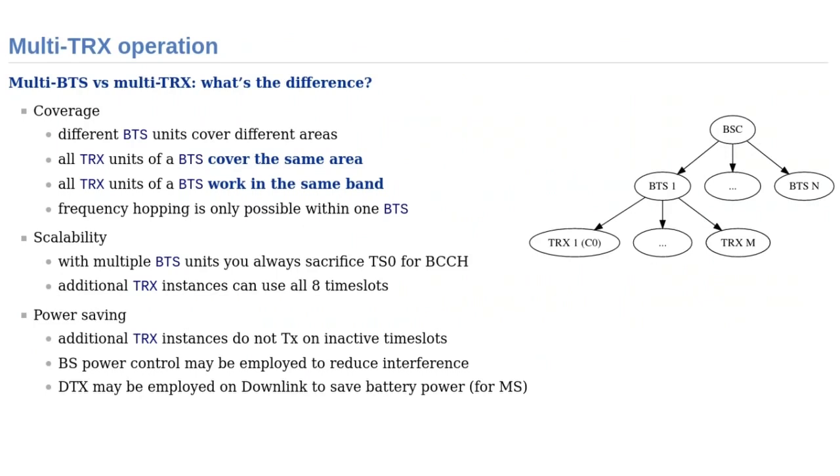And BS power control, that's one of the topics that I also submitted for some next OsmoDevCall. You can use it on additional transceivers only to reduce the interference and save some power from the BTS station side. And I already mentioned that discontinuous transmission is only possible for additional transceivers.